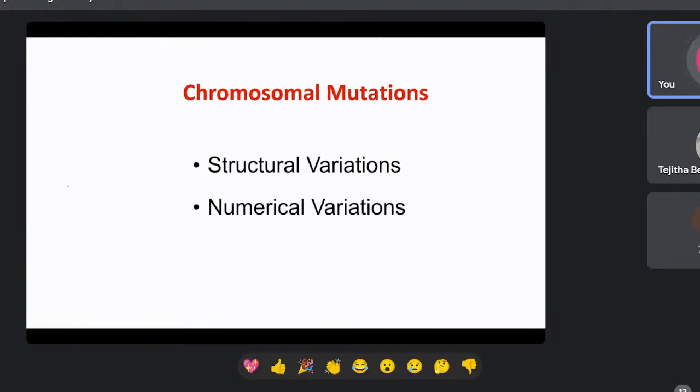The mutations basically are of two types. Those that occur in the genes are called gene mutations or point mutations, and those that occur in the chromosomes are called chromosomal mutations.